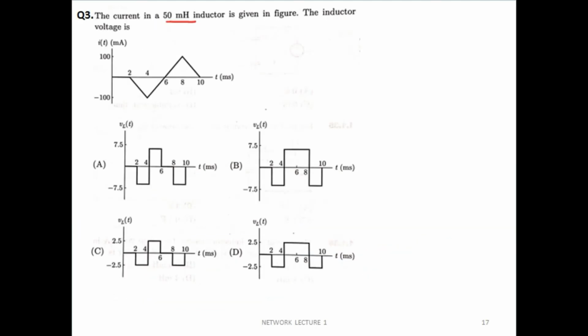So now let us see a question. The current in a 50 millihenry inductor is given in the figure. We have to find the waveform for the voltage across the inductor. So the inductance value L is 50 millihenry, given in the question. We have to find the voltage across the inductor. We know that the voltage across the inductor is given by the relation L di by dt. Whenever we differentiate, it means we are finding the slope. So what is slope? That is given by dy by dx, that is change in the y-axis to the change in the x-axis.